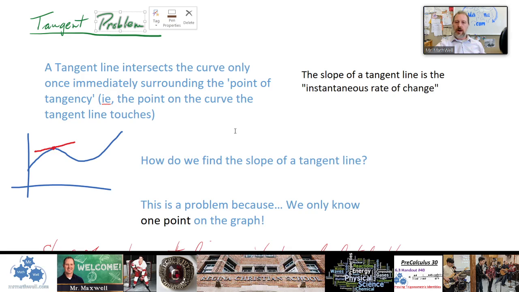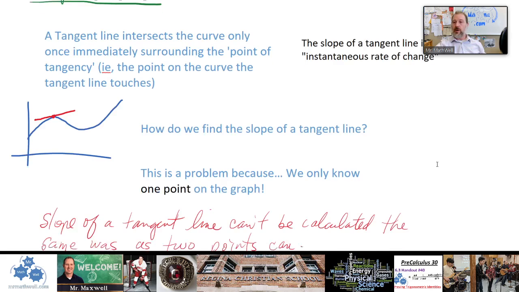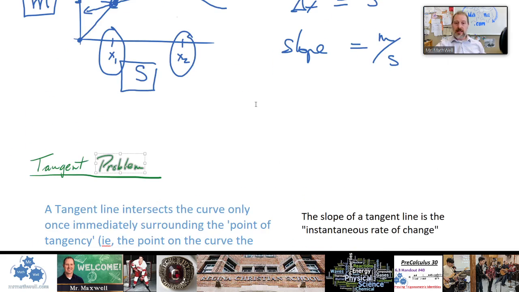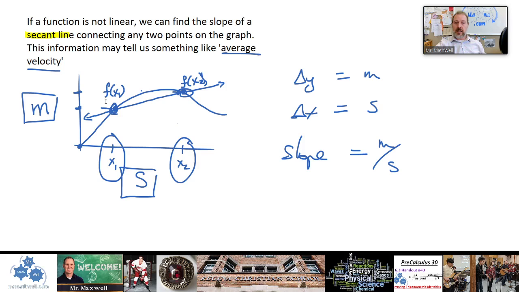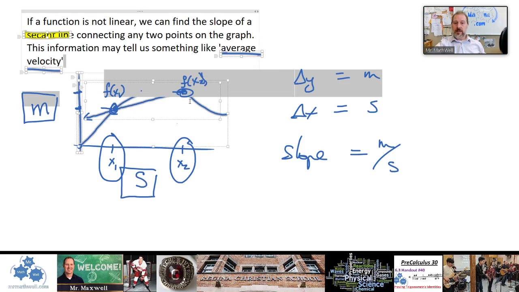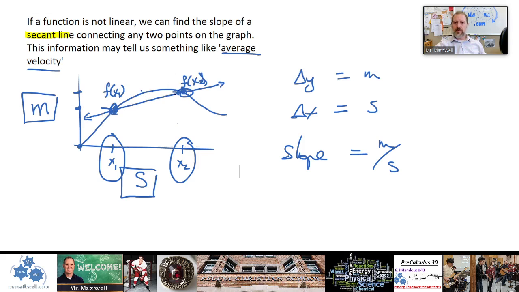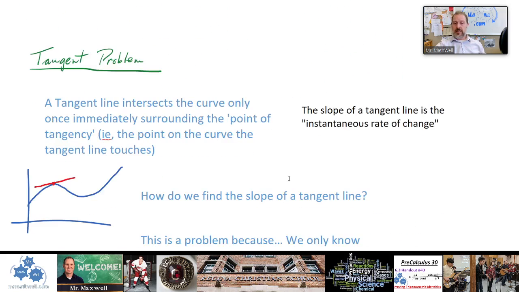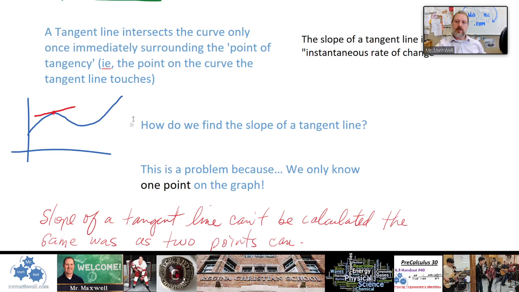Because we only have one point, we cannot calculate the slope in the same way as we could for a secant line. Because with a secant line, we have two points, and we can find out what the average is. For a tangent, we only have one point. So what's the change in y? For one point? 0. What's the change in x? 0. That's a problem. 0 divided by 0 is not a slope, right? It's not a number that's useful.